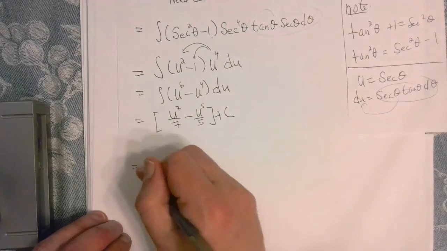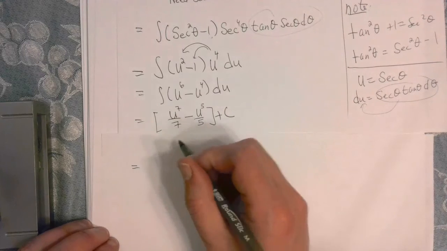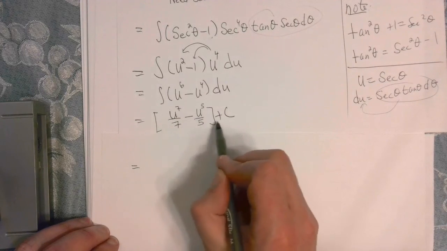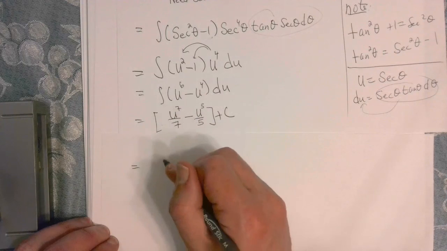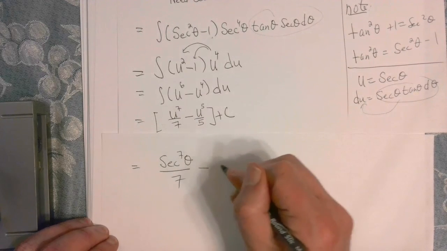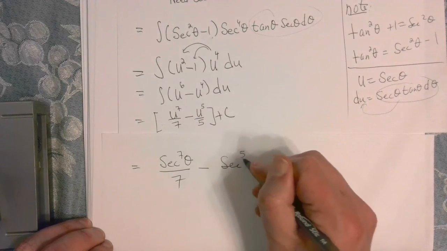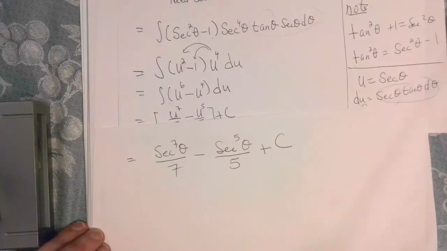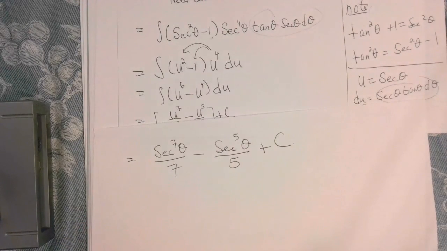Okay, so when we do that, we get the following. What are we left with? I could even drop these parentheses, couldn't I? So we're left with secant to the 7th of theta over 7 minus secant to the 5th of theta over 5 plus c. So that seems pretty nice.